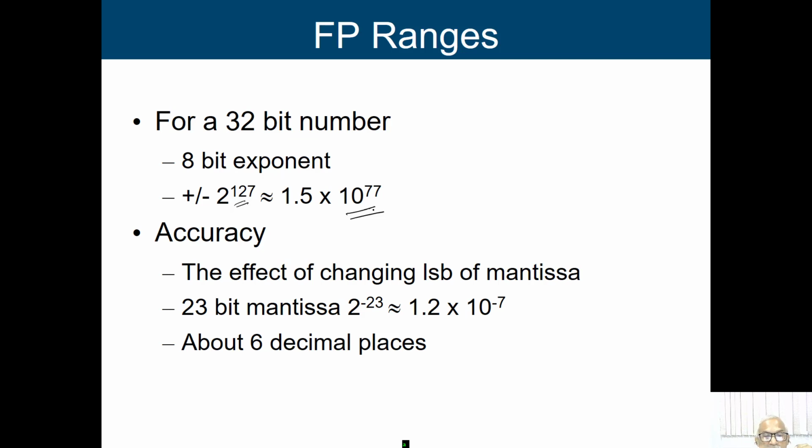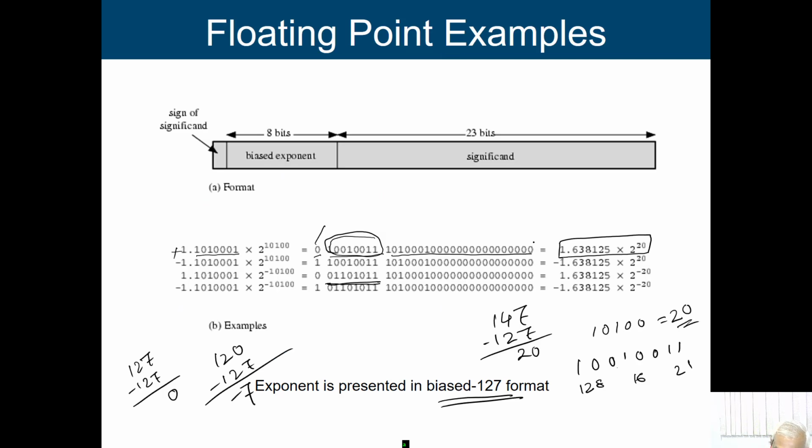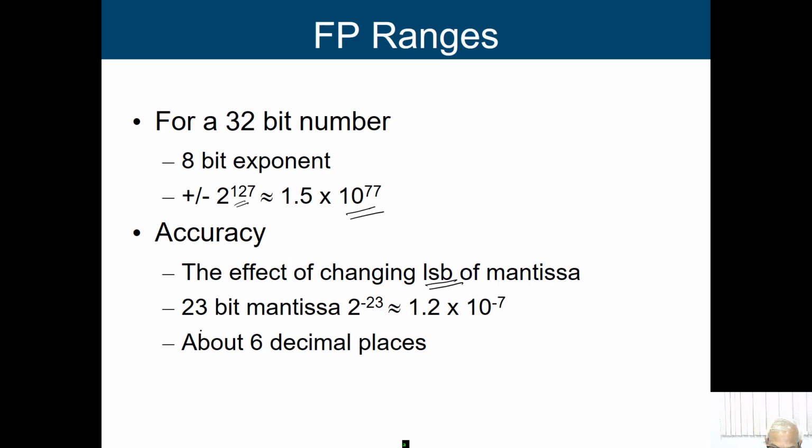So what is the accuracy? It depends on the effect of changing the LSB in the mantissa. That means if this gets changed, say after calculation we cannot store everything, so we approximate it. If this changes, basically this will tell me about the accuracy of the number. In this particular case, with a 23-bit mantissa, the accuracy will be 10 to the power minus 7. That means about 6 decimal places we can have accuracy.